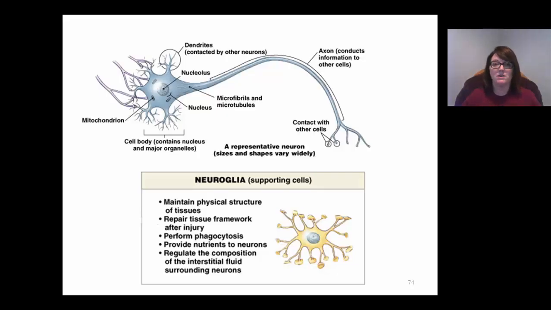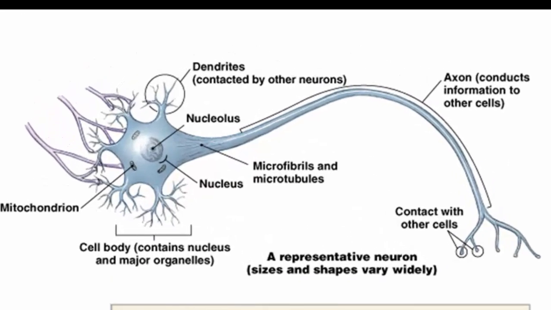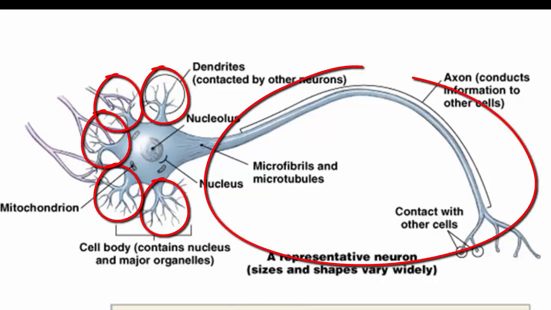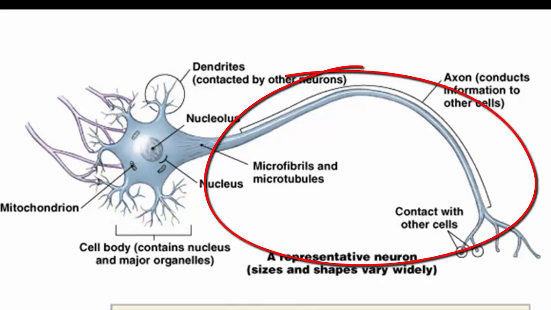I want to talk about a typical neuron structure. A neuron tends to have 3 important parts to it. The main body of the neuron, where we find the nucleus and the majority of its organelles, is called the cell body. It's also called the soma. Soma means body. Coming off of the cell body, we tend to have tiny little branches. Those are called dendrites, and then one long branch, and that's called an axon.